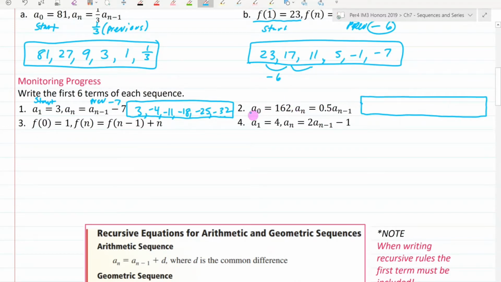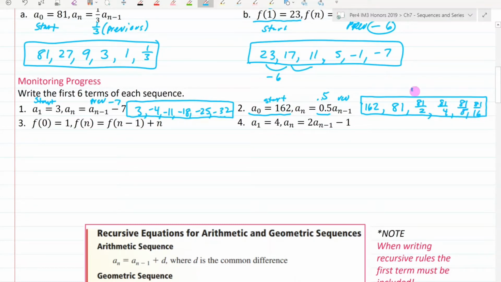we're starting at 162. This is the start. And then we're doing 0.5 times the previous term. So that just means half of that. Okay, so you can multiply by 0.5. It's probably easier to just divide by 2 instead of using 0.5. But if you want to use decimals, that's fine. I'm going to use fractions because it'll be easier. It'll be less numbers. 81 over 2, 81 over 4, 81 over 8, and 81 over 16.